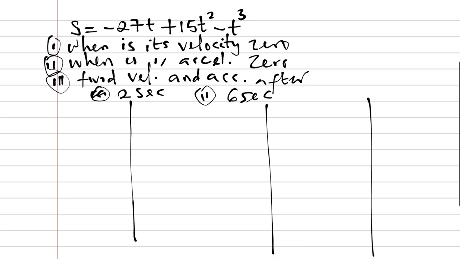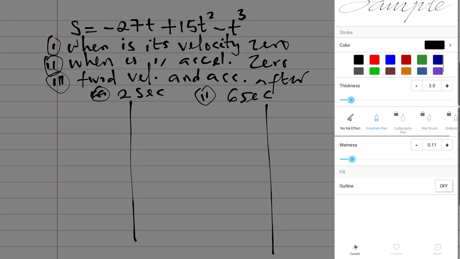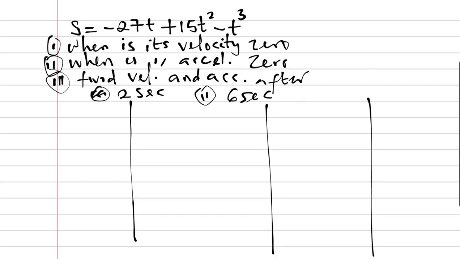All right, now look at the first question. Whenever you hear the word when, the next thing that should come to your mind is time. When simply means time. So you have s equal to minus 27t plus 15t squared minus t cube. So what will be your v? Our v is ds over dt. So that means our v will be equal to what?